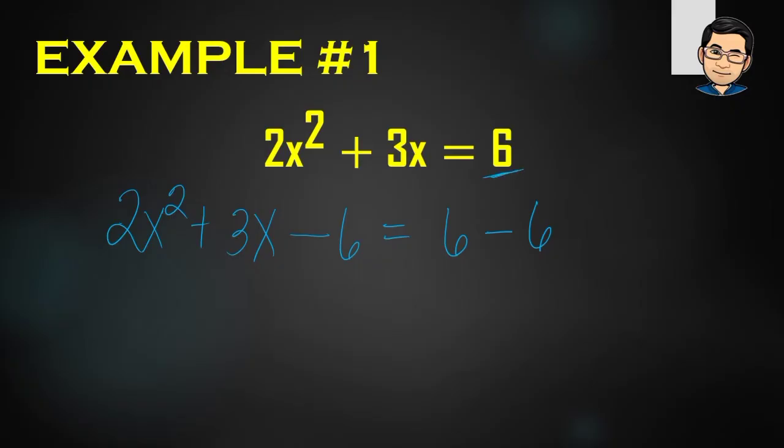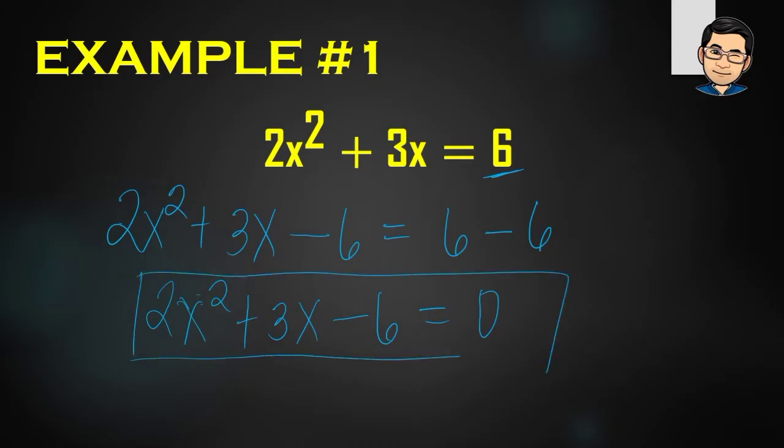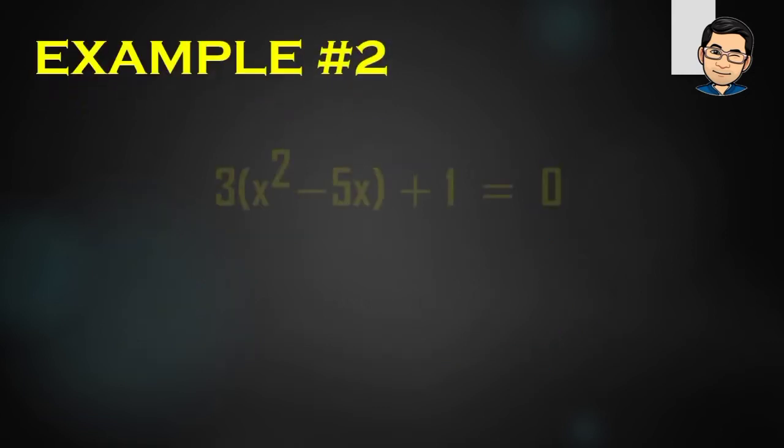So, next, magiging 2x squared plus 3x minus 6 equals 6 minus 6, that is 0. Therefore, this is the standard form of the given equation. So let's have the second example.